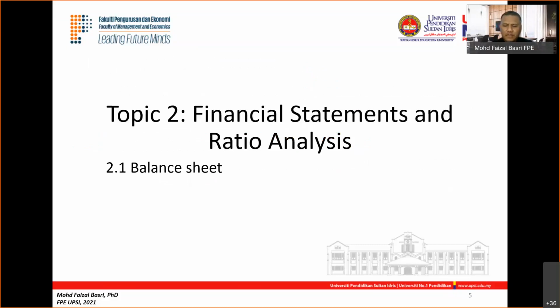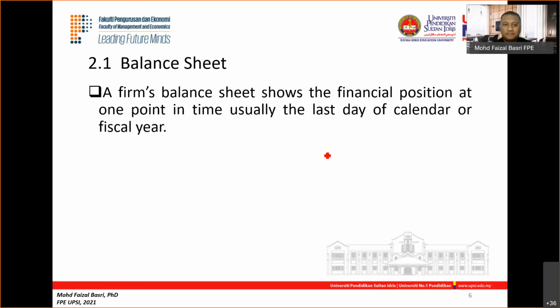Anyway, let's move on to the first document, which is the balance sheet, or the statement of financial position. The balance sheet indicates the firm's financial position, hence the name statement of financial position, at one point in time, usually the last day of the calendar or fiscal year.